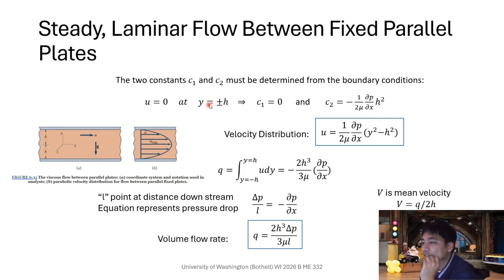So now that you have your constants, just like in your differential equation classes, you have your boundary conditions. So u equals 0 at y equals plus or minus h. That just means at the edge of these layers, for the no slip condition, your velocity is 0. If you plug that in, you'll get your constant 1 equal to 0. And then your constant 2 is equal to this term right here. You then plug everything back into here, the C2. And this is now your velocity distribution u.